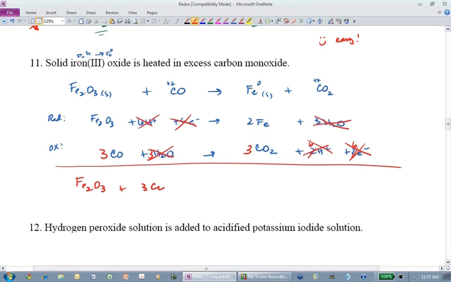Fe2O3 plus 3CO yields 2 Fe plus 3CO2. Did I leave anything out? Nope. Total charge on the left, 0. Total charge on the right, 0. 3 Cs, 3 Cs. 6 Os, 6 Os. 2 Fe's, 2 Fe's. I'm happy with that. So that one was not terribly painful.